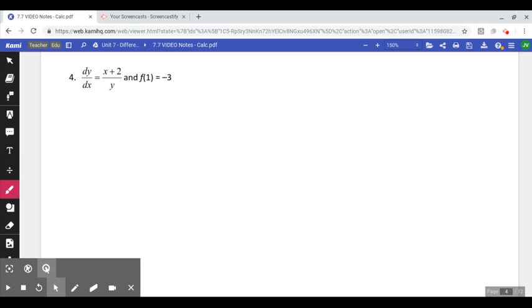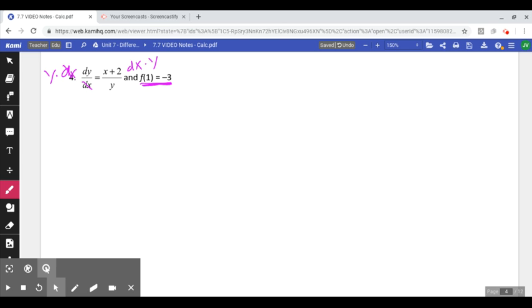In example 4, we're given a differential equation, and we want to find the particular solution that passes through the point (1, -3), and that's given to us here in function notation. So the first step with these types of problems is to multiply by dx on each side, and in this case, multiply by y on each side, and that's called separating your variables.